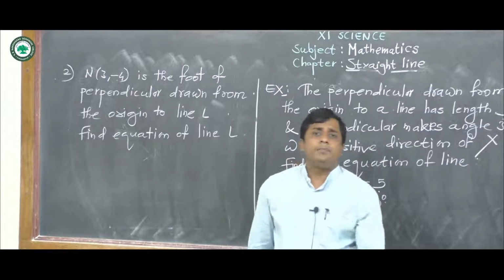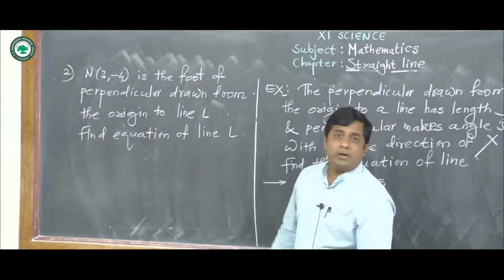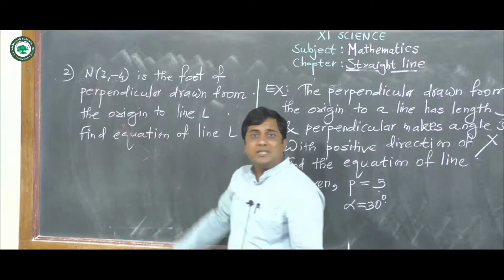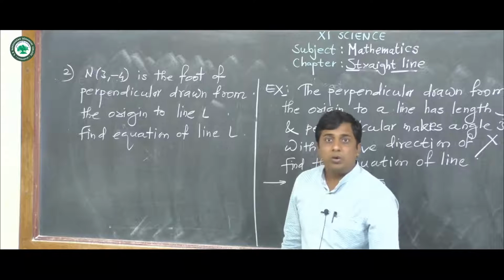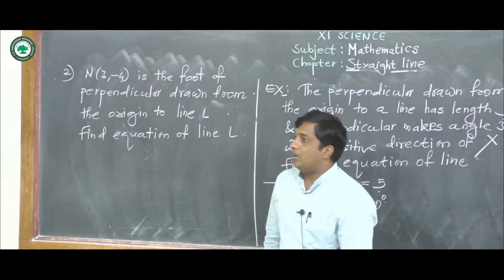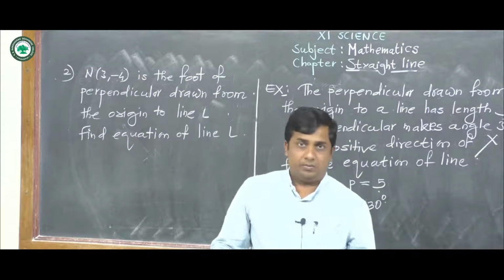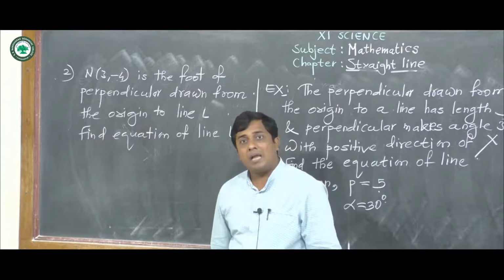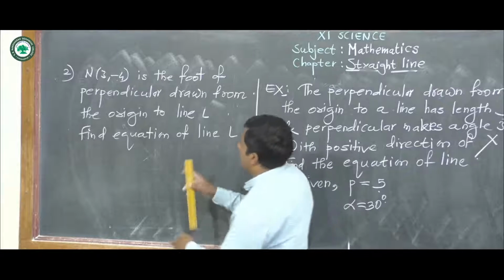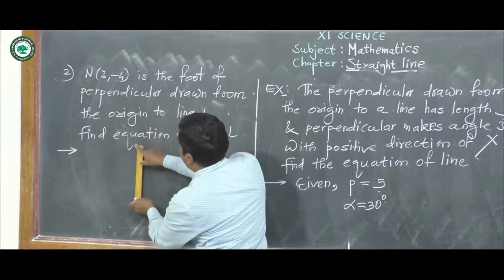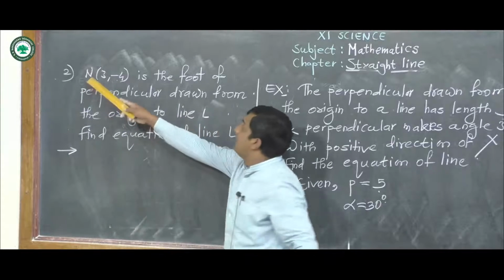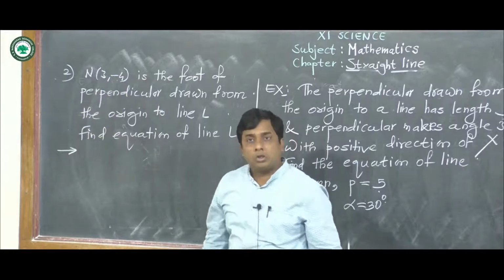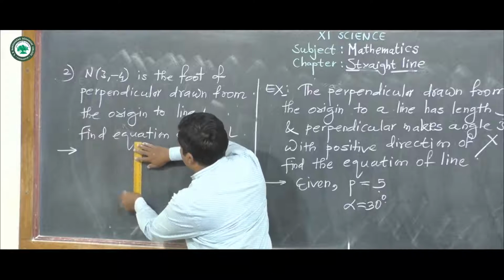Okay. Again, one example is given. Very simple example it is. Here directly the foot of perpendicular is given. N is given, and we know here the perpendicular is drawn from the origin to the line, and on the line we have a foot of perpendicular. So to define this part, we consider one figure. Here point N of 3, minus 4 is given. Everyone knows this point is in fourth quadrant.